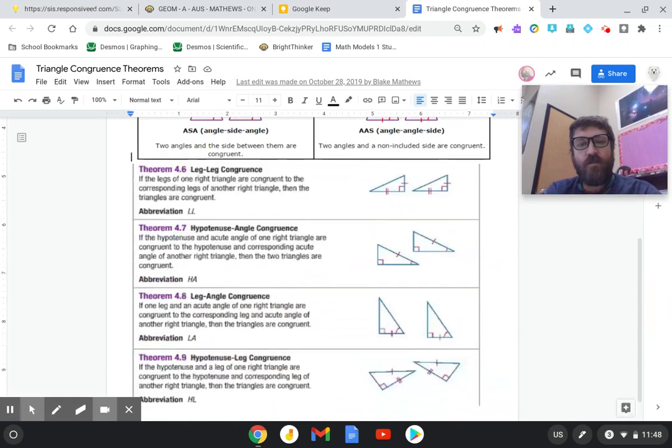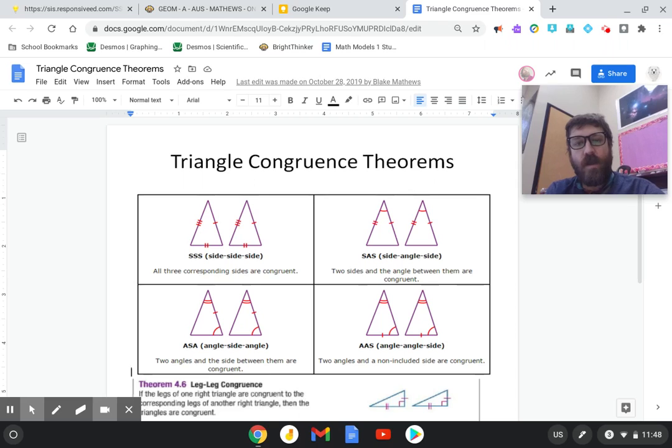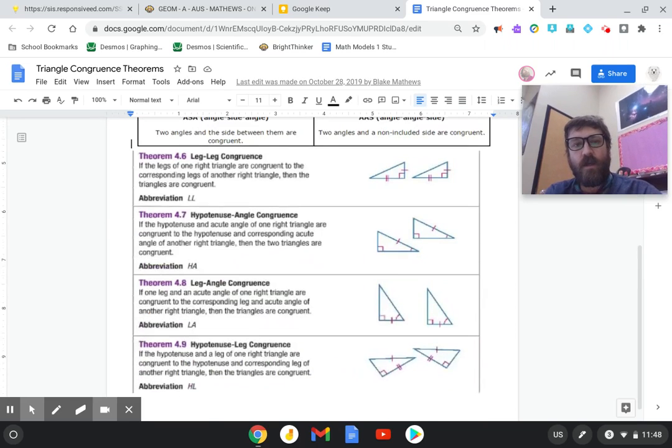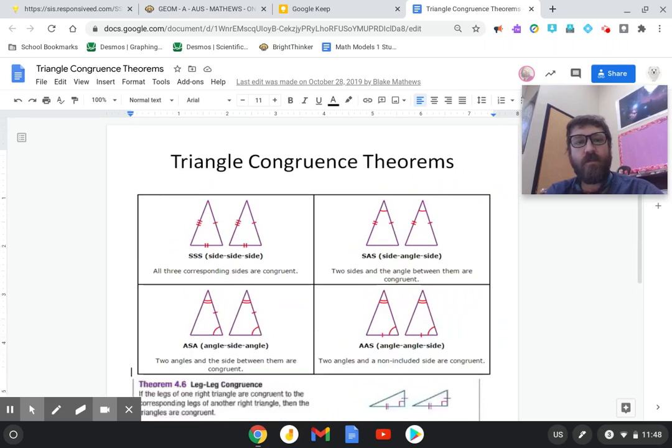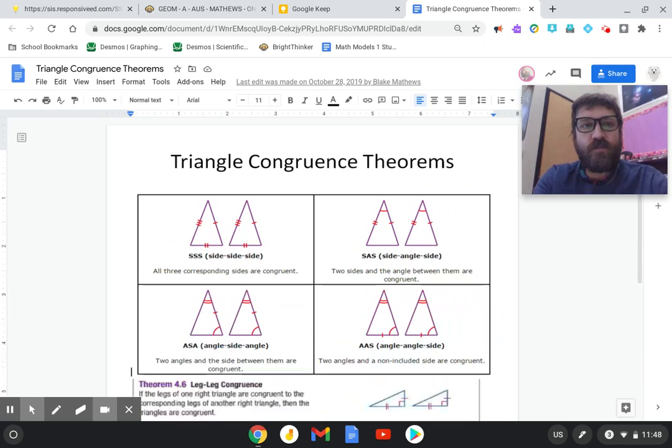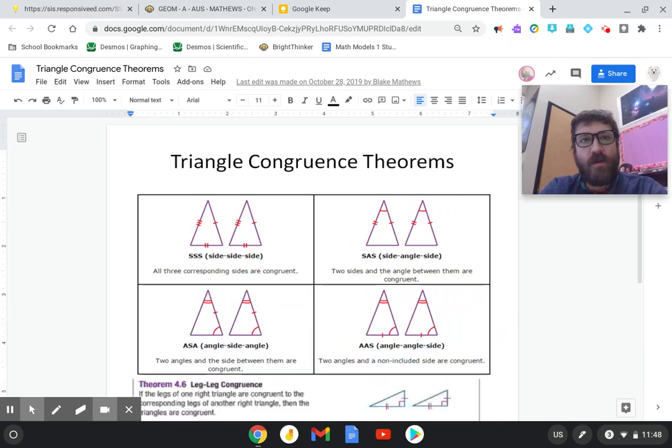You've got two groups. You've got this top group, this grid, and then this list down below. But we're going to focus on this top grid first. Triangle congruence theorems are the ways we can prove that triangles are congruent. And really what it means is that there is only a certain type of information that we can have about two triangles to prove that they are congruent.